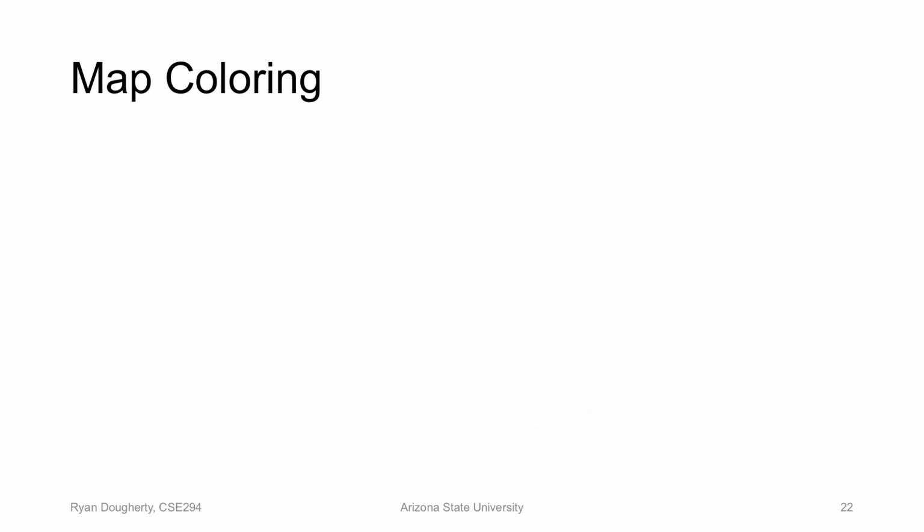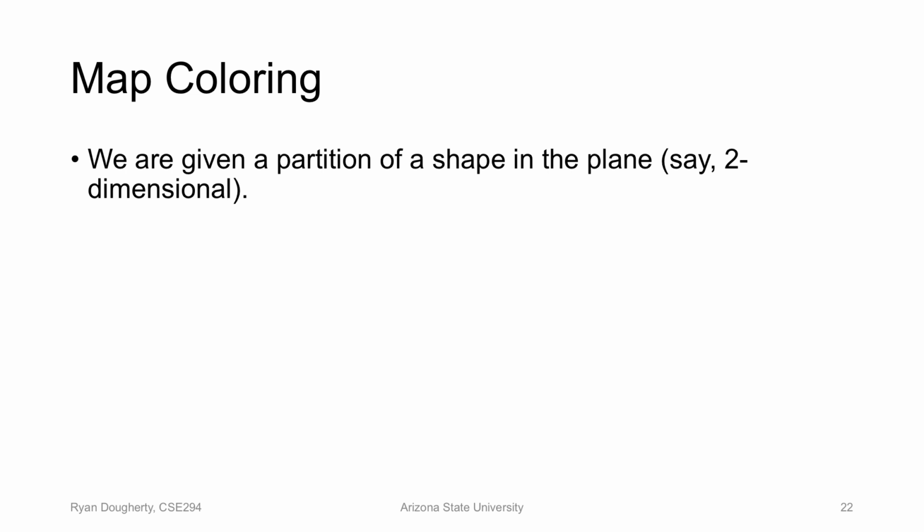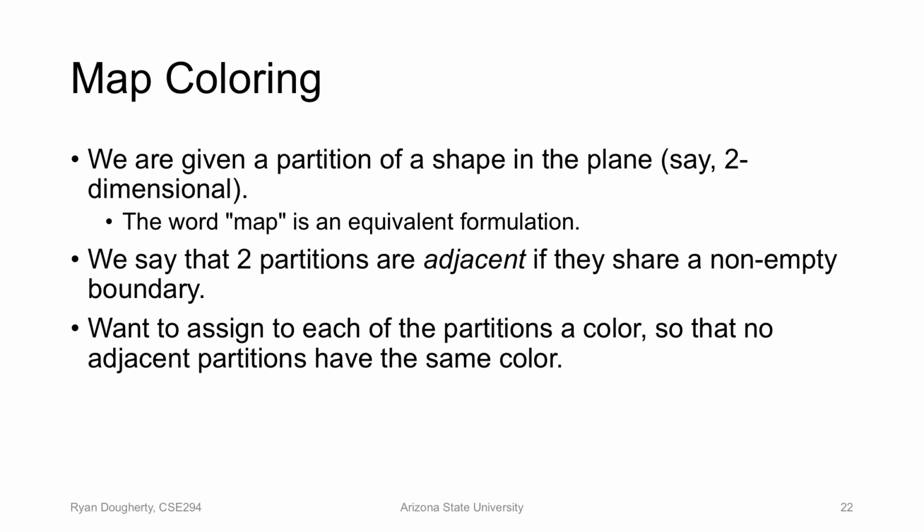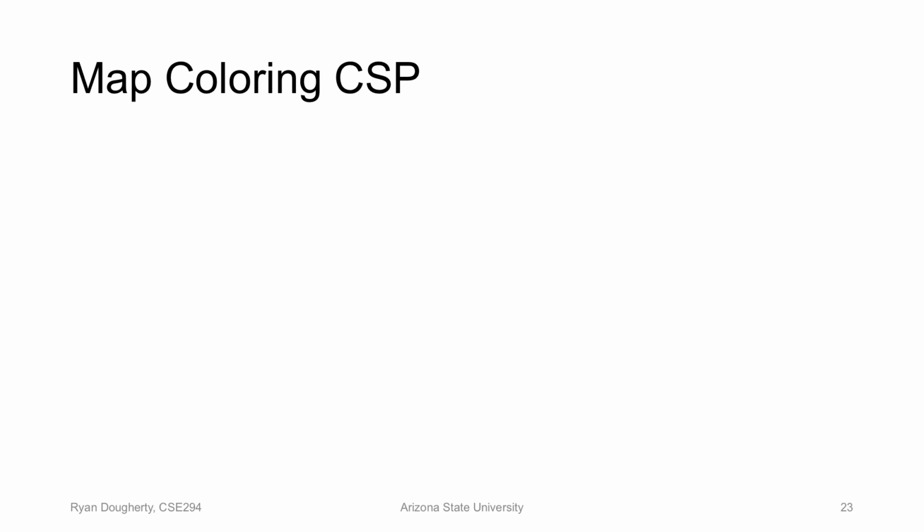So how do you think we can approach this problem from an algorithmic point of view? Well, let's just say that we're given this partition of a shape like the United States. Let's just call it a map. And so we say that 2 partitions, so like 2 states in the United States case, are adjacent if they have a non-empty boundary. And we want to assign each of these partitions, so each of the states, a color, such that no 2 adjacent partitions have the same color. That's what we want to do.